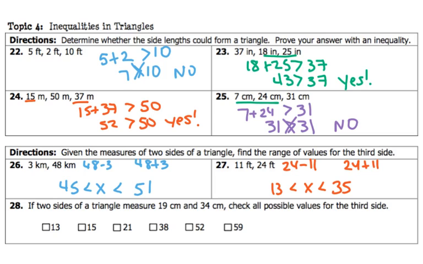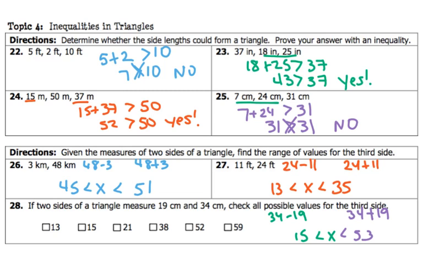Alright, if the two sides of a triangle are 19 and 34, check all the possible answers for our third side. First we need to find our range. We take 34 and subtract 19, which gives us 15. So x will have to be greater than 15. Then we do 34 plus 19, which is 53. So x is less than 53, but greater than 15. That's where we're going to be in our ranges.